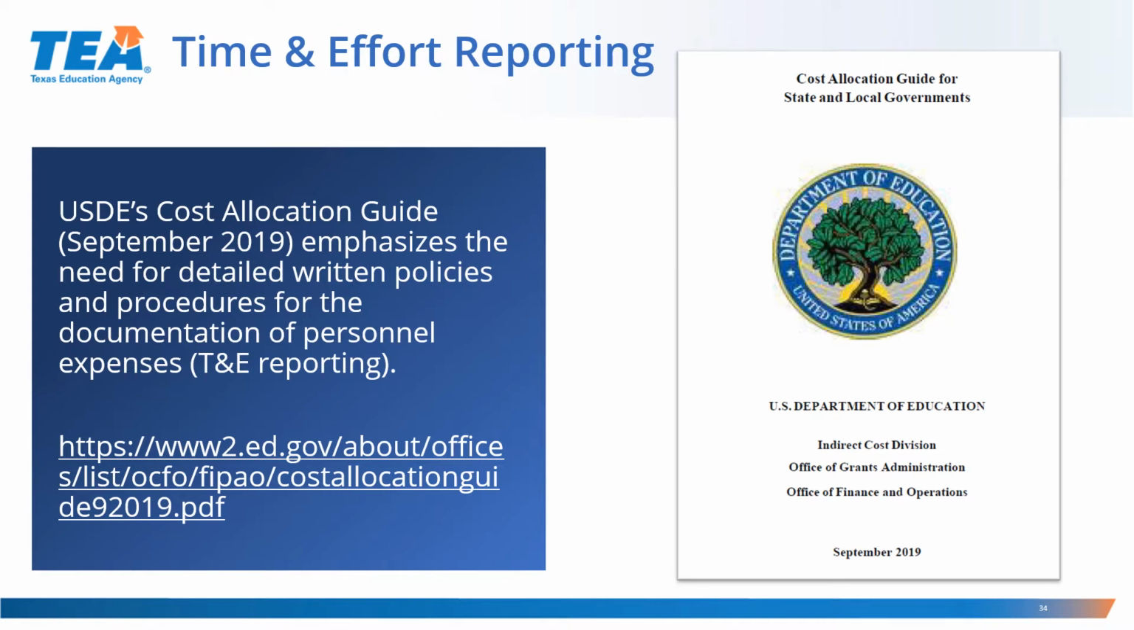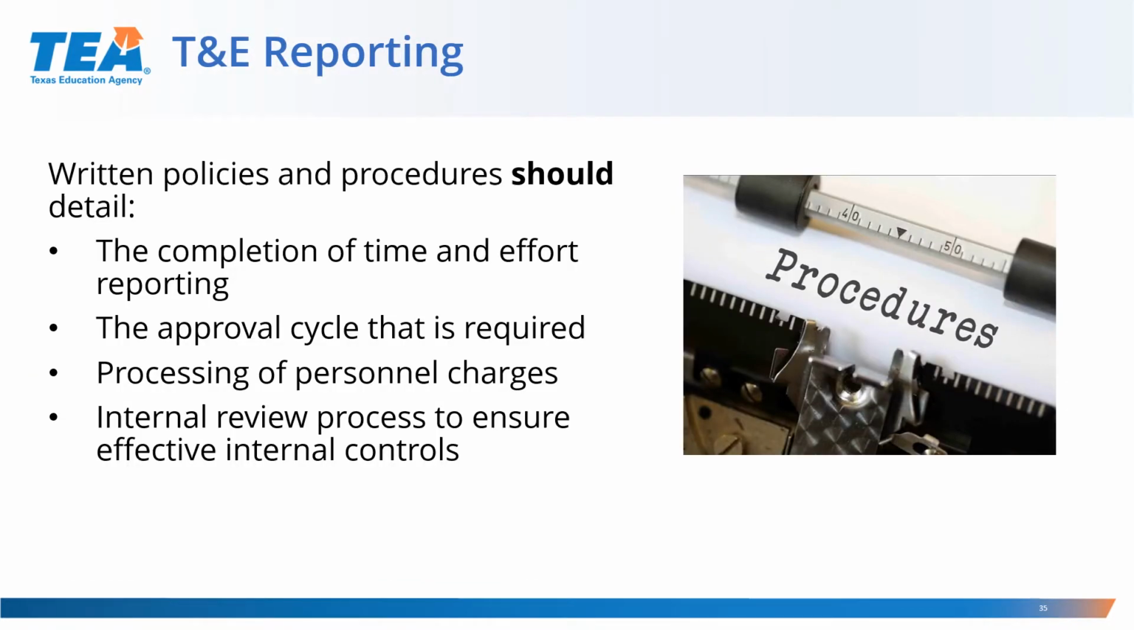Specifically, charges to federal awards for salaries and wages must be based on records that accurately reflect the work performed, and they must be supported by a system of internal controls and meet other general requirements in 2 CFR 200.430. One of the areas that the cost allocation guide also really stresses is the importance of written policies and procedures. These are essential to implementing an effective time and effort reporting system.